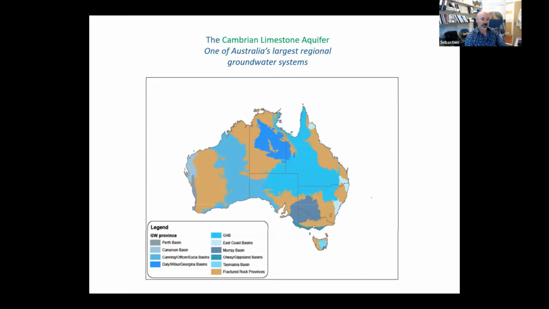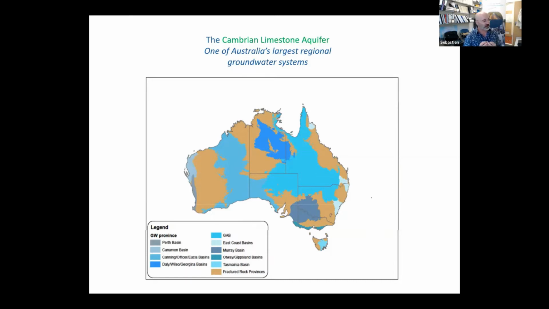Now, you're familiar with some of them. In light blue, we have the Great Artesian Basin over Queensland, New South Wales, and South Australia. But right in the middle of the NT, we have this blue thing here. That's the Cambrian limestone aquifer. Very large as well, 1.5 times the size of Italy.